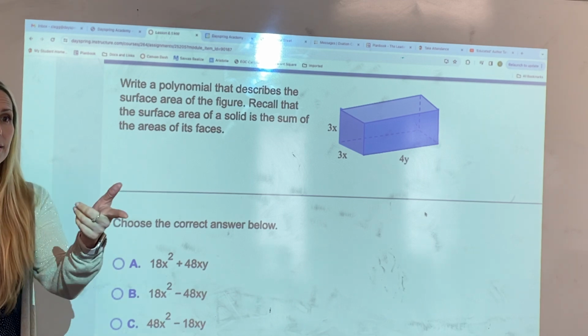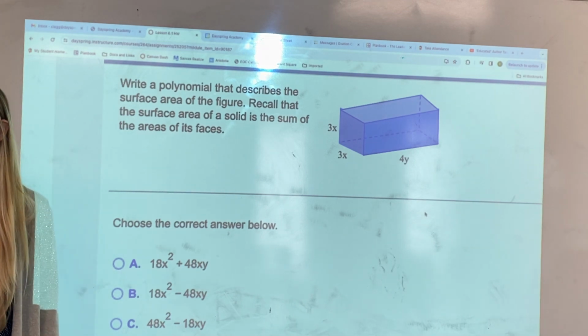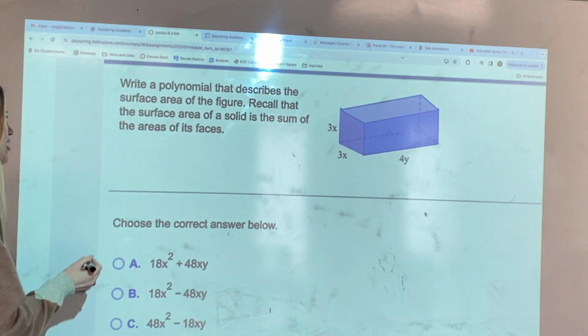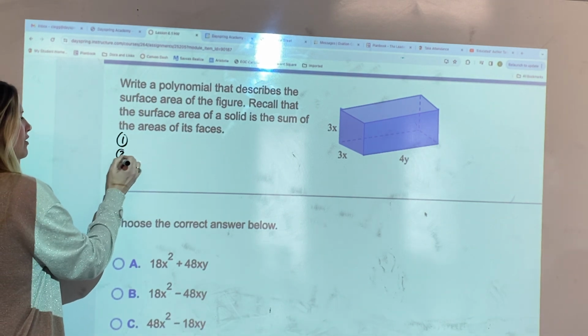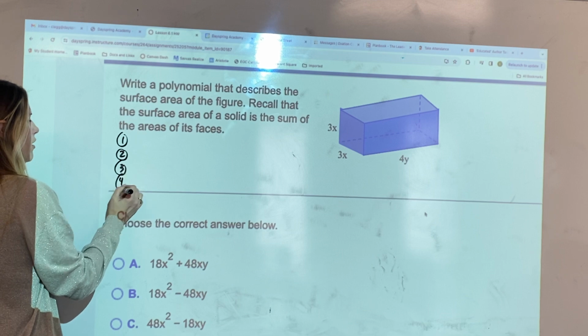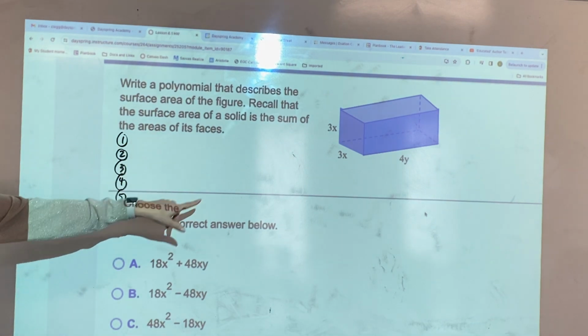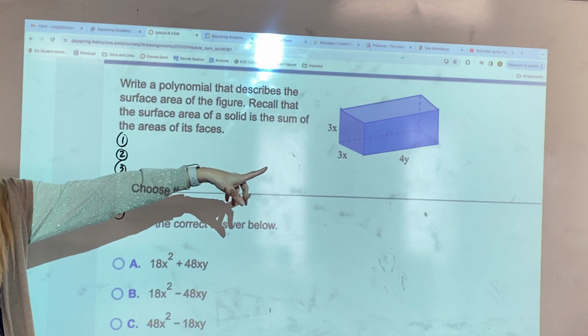So there are 6 faces. We are going to be adding up 6 areas, okay? So we need 1, 2, 3, 4, 5, 6. I'm going to go ahead and set this up vertically. Do you guys have the same numbers as me, hopefully?